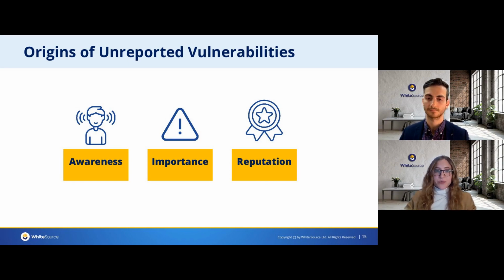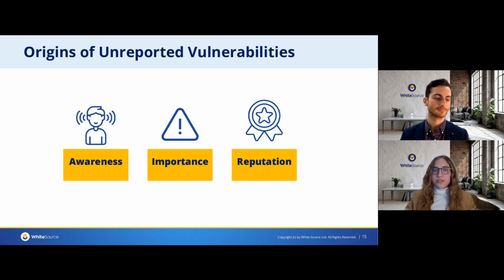The next one is reputation. The maintainers or the developers are afraid of what people think of the quality of their product or their code. So we have two sides here, the developers' points of view versus the maintainers' points of view. Let's start with the developers. If a developer detected a security vulnerability within the code, he may notify the management or the relevant stakeholders in the company. And then the decision is not in his hands.